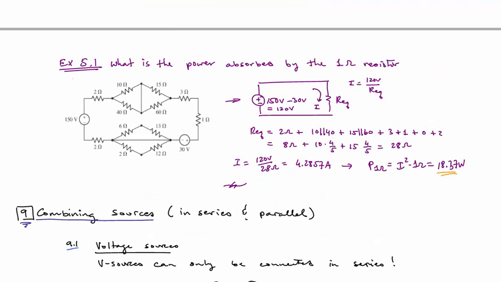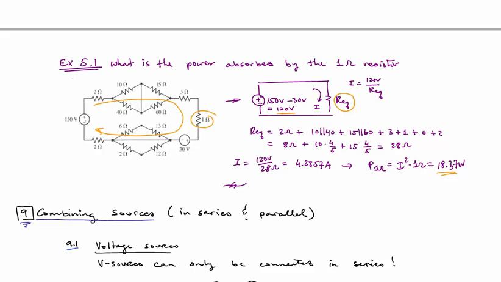Here's a quick example. We want to know what is the power absorbed by this 1 ohm resistor. So what we really need to know is actually the current that flows through it. If we find I, then we can do I squared times 1 ohm. To get I, we want to collapse all of these resistors in this loop down to one single equivalent resistor, Req, and then we'll combine our two voltage sources as 150 volts minus 30 volts, or 120. So that's how we can get our I. So we simply need to combine our resistors.